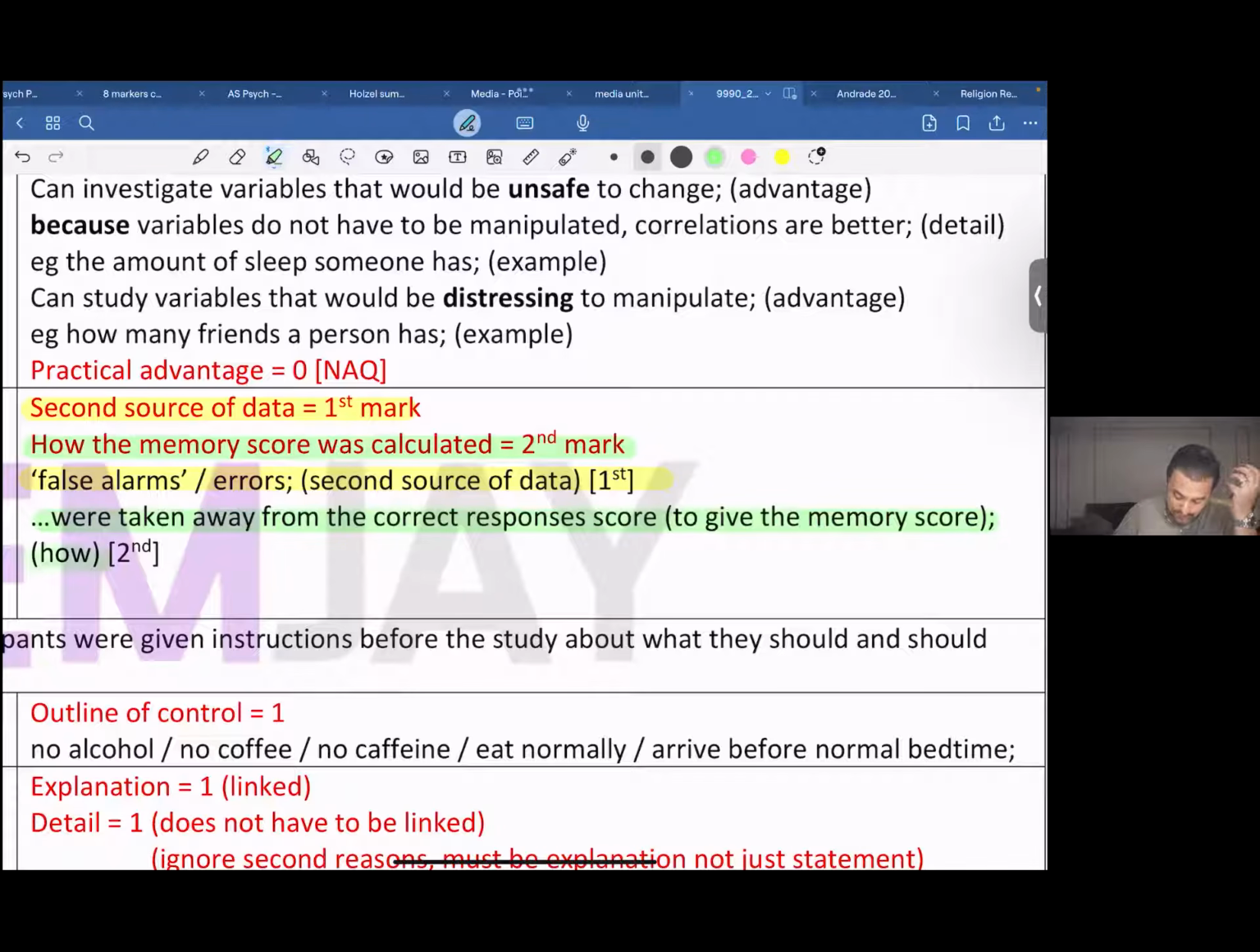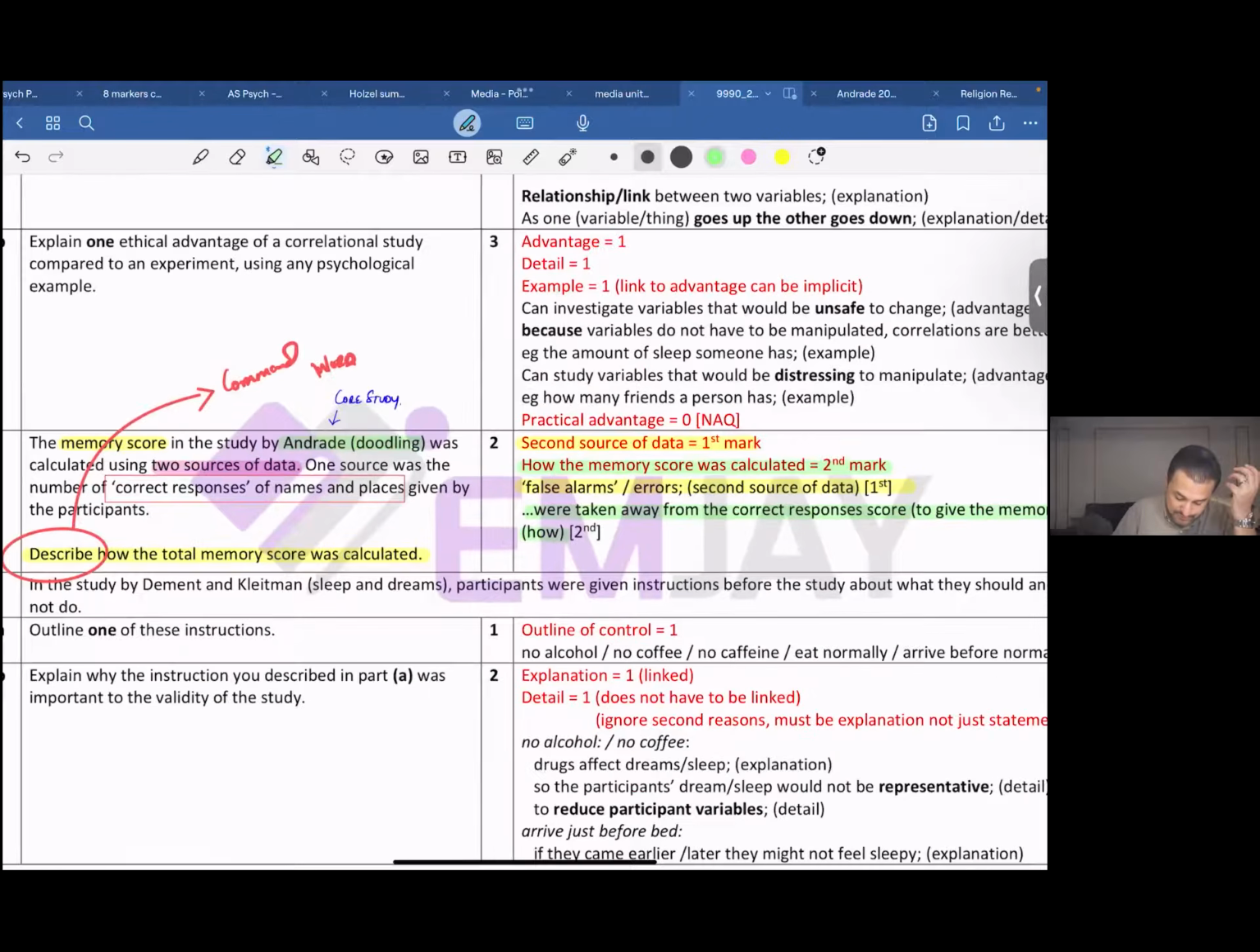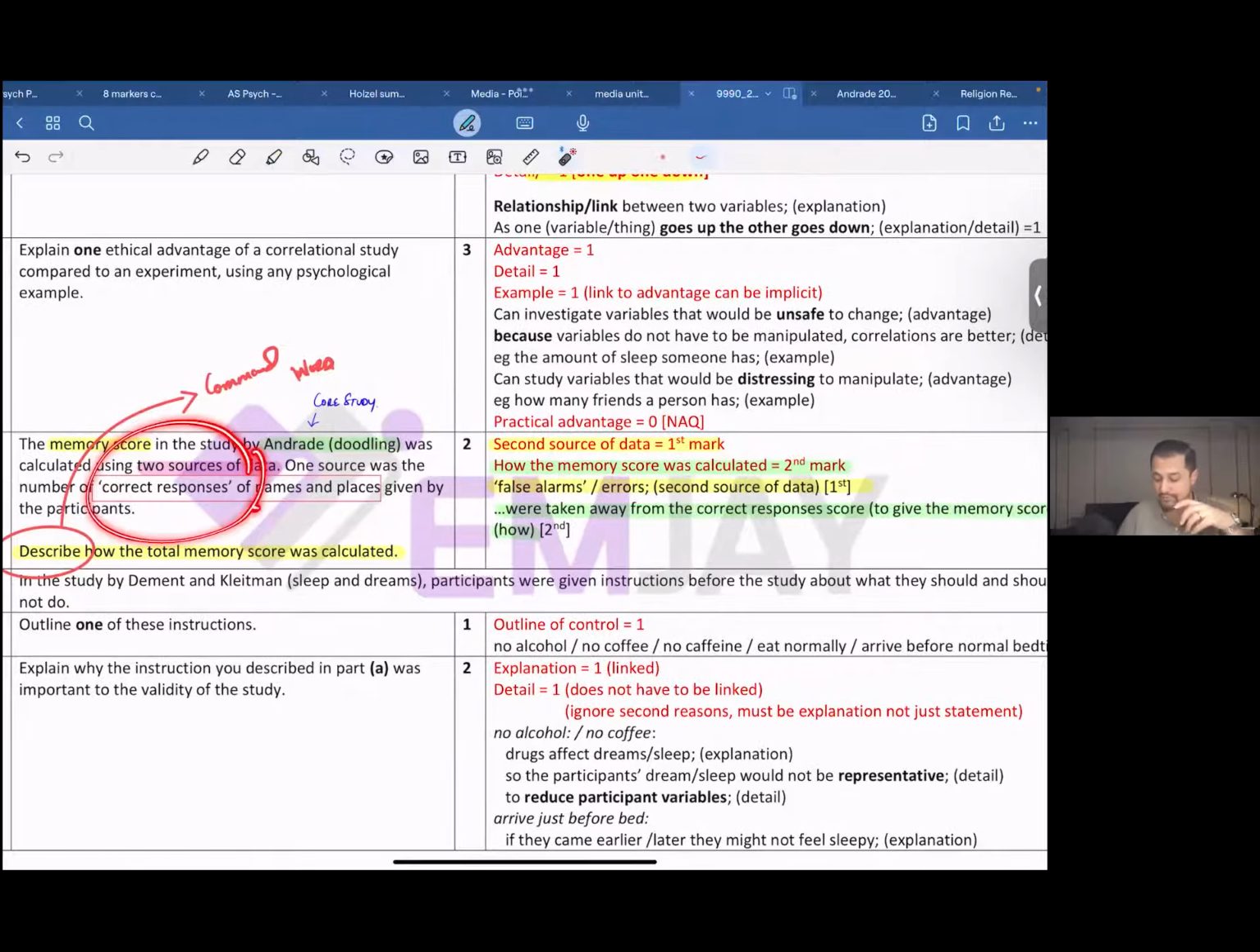Now, if you remember the research, the correct responses of names, the errors that were made were subtracted from the correct scores to be able to calculate the overall memory score. So again, your grip on core studies is essential.